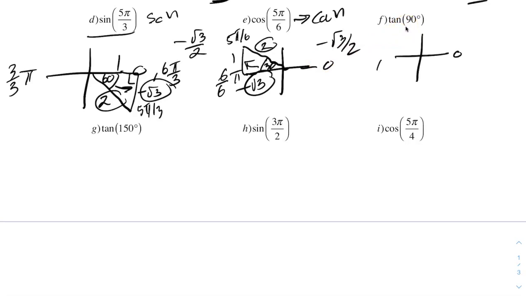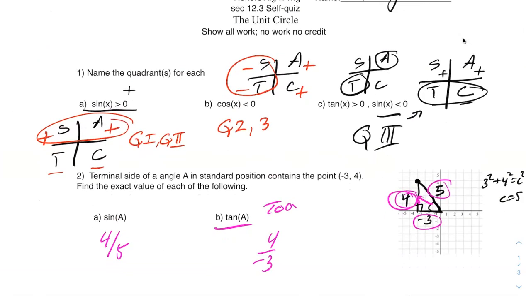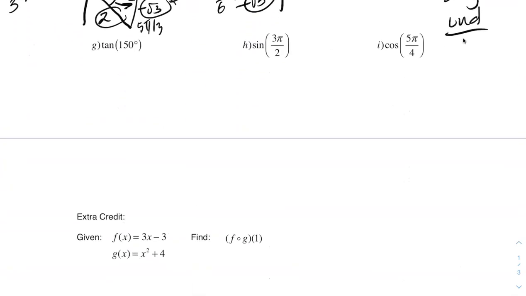Tan of 90. Tan of 90. So here's 0, here's 180, here's 90, it's a point again. So that's 0, 1. Remember it went up once, your y changes, so 0, 1. That's x and y. Tan is sine over cosine. Don't forget sine is a y value, so it's 1 over 0. You can't divide 1 by 0, so this is undefined.